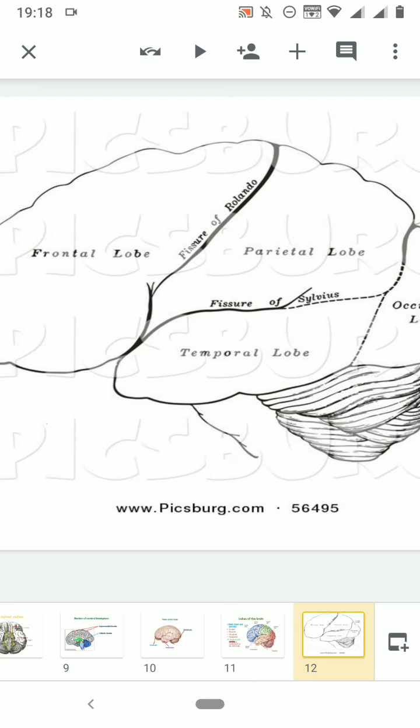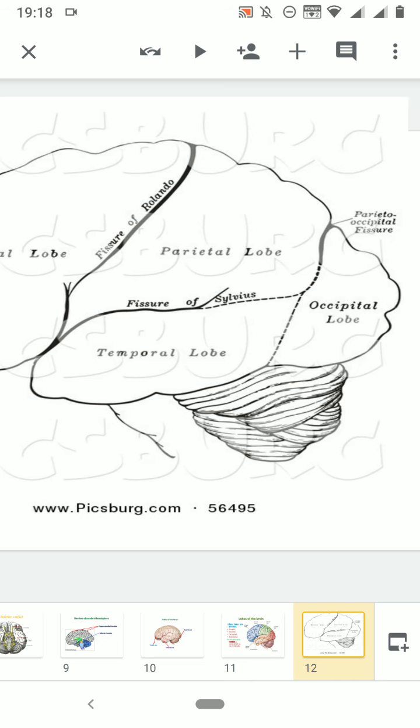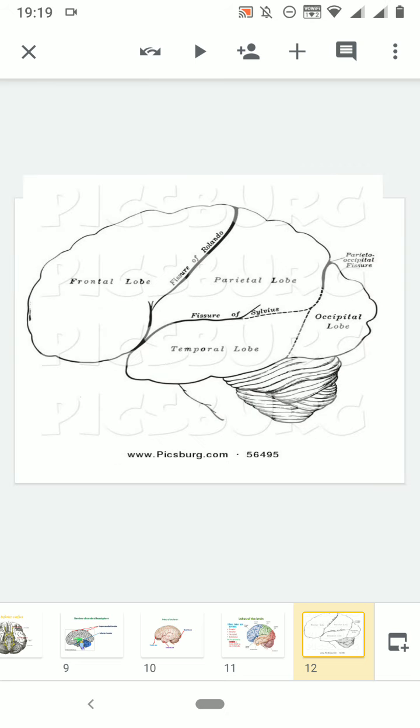So the frontal lobe is anterior to the fissure of Rolando or the central sulcus. Behind the central sulcus, above the lateral sulcus or the fissure of Sylvius, and in front of the parieto-occipital fissure you get the parietal lobe. Below the fissure of Sylvius you get the temporal lobe, and behind this imaginary line from the parieto-occipital fissure to the pre-occipital notch you get the occipital lobe. So this is how we have divided the cerebrum into 4 major lobes.